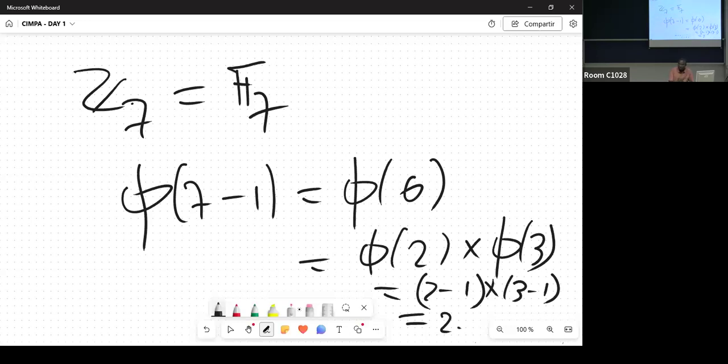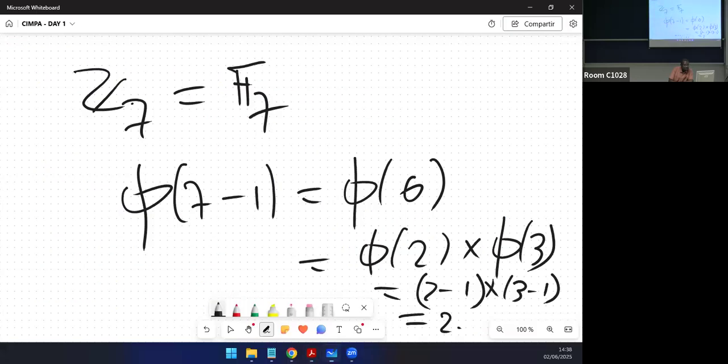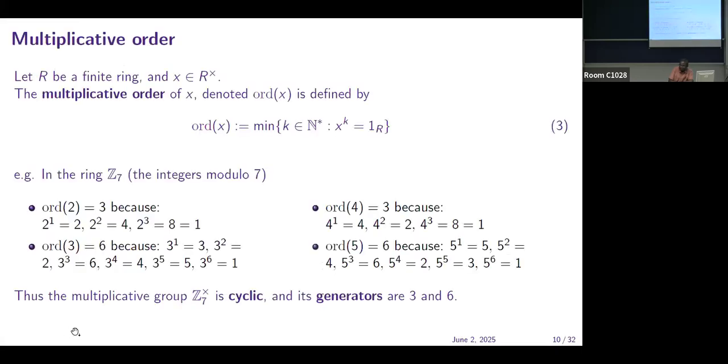Okay. This finite field has two primitive elements, and these primitive elements are 3 and 6.